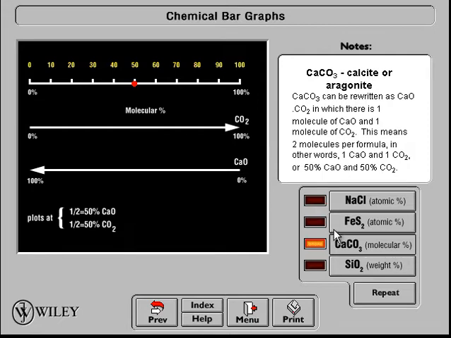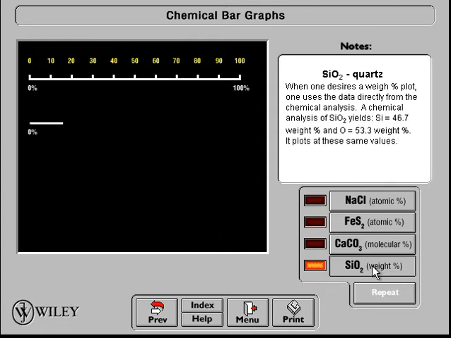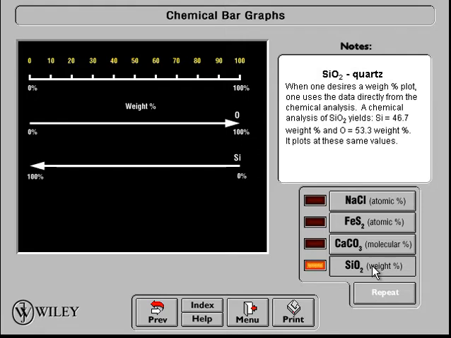So now we are going to SiO2 in weight percent. You know this by now, this is the mineral quartz. When one desires a weight percent plot, one uses the data directly from the chemical analysis. A chemical analysis of SiO2 yields 46.7 weight percent Si and 53.3 weight percent oxygen. And here we have then the ratio, which is now just using weight percent. The first 2 were atomic.